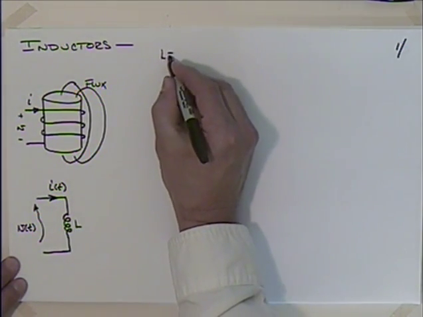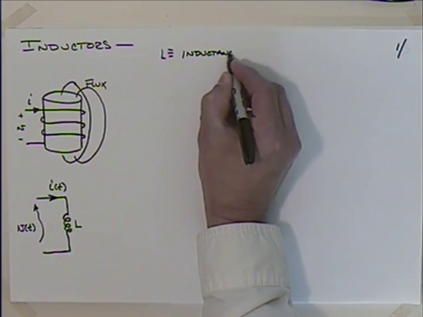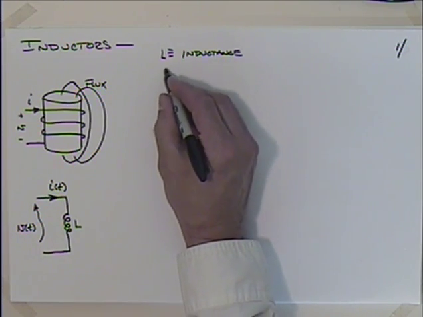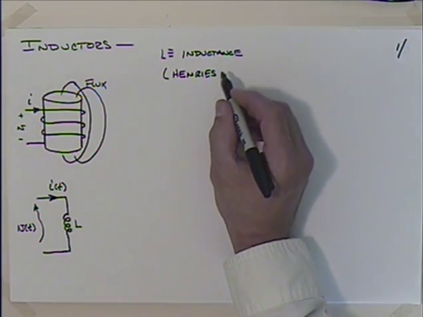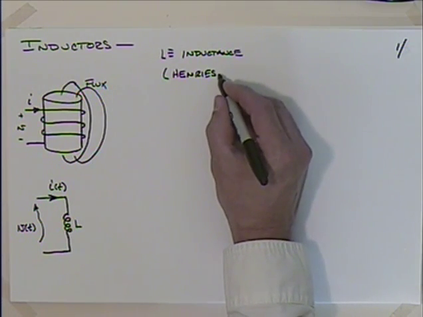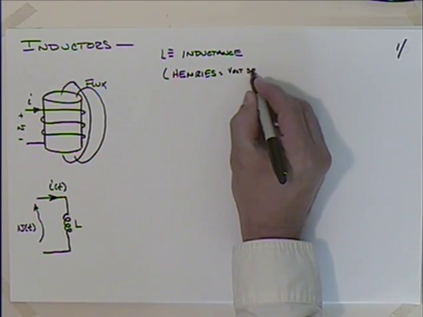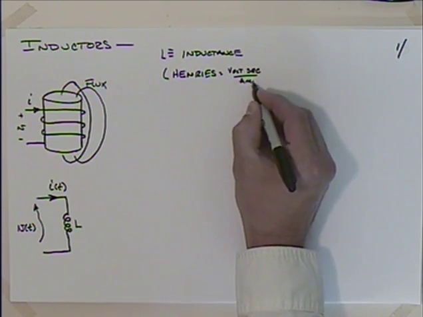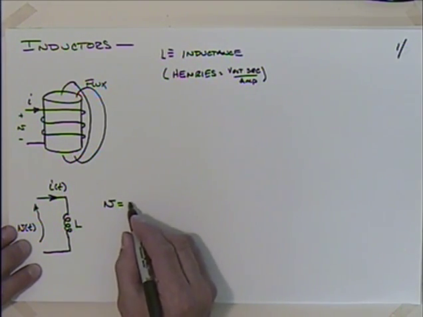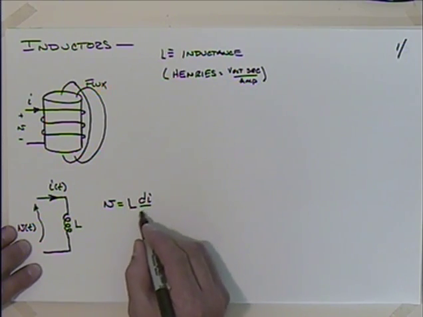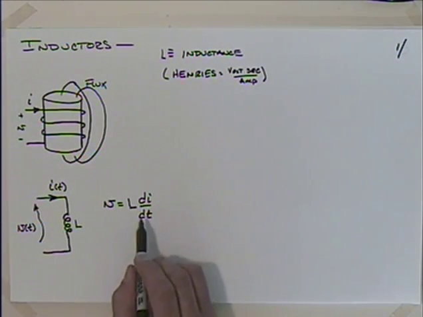L is defined as inductance, which we give the unit of henries, named after Joseph Henry, the American physicist. The base unit of henries would be a volt times a second divided by an amp. And the governing equation is that the voltage is equal to the inductance L times the time rate of change of the current. So V is equal to L di/dt.